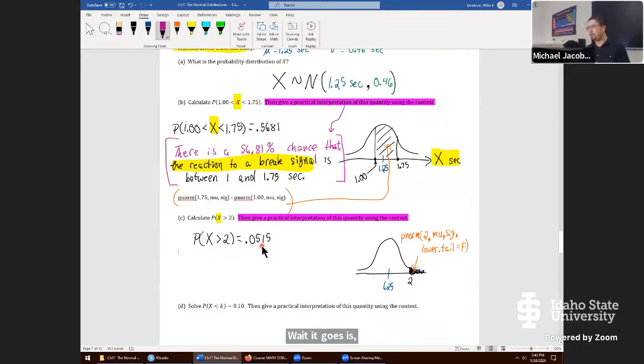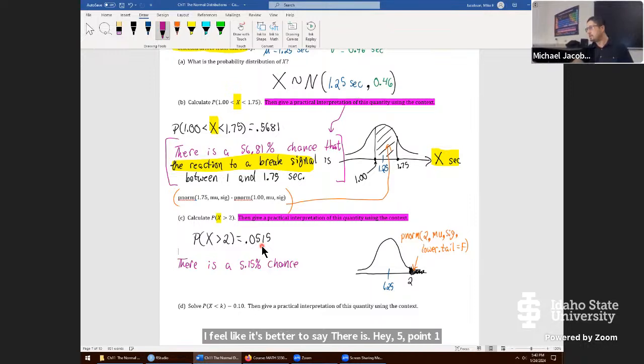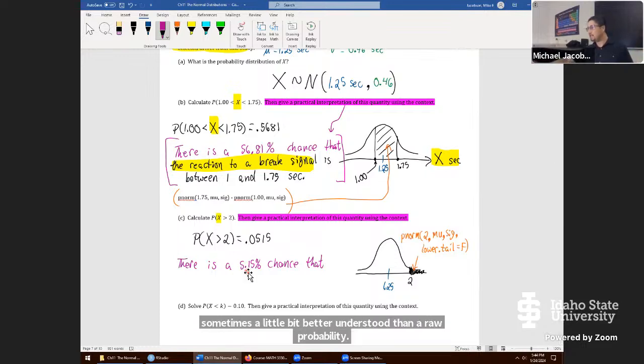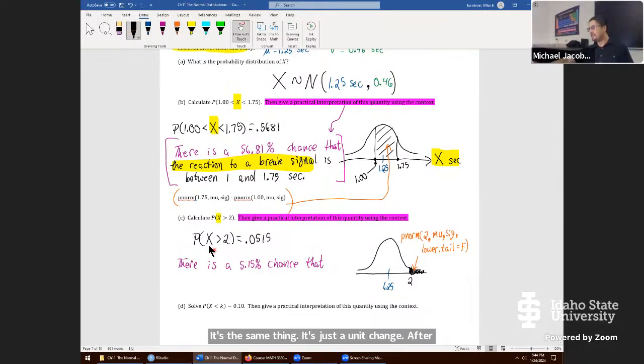And you can say there's a probability of 0.0515, no harm done there. I feel like it's better to say there is a 5.15% chance that... I like the percentage right here, just because it's sometimes a little bit better understood than a raw probability. It's the same thing, that's just a unit change. After we say that, we go inside the probability statement, and we're just reading this out verbatim, left to right.